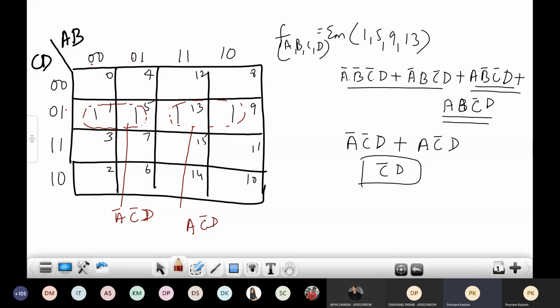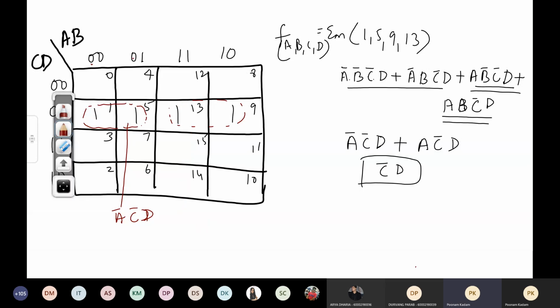But actually, if you compare these two now, we can again apply the combining theorem, and the resulting term will be C bar D. Okay. So let me just go back. It means that these two groups are also adjacent, right? These two groups are adjacent, and we can actually combine them together. So that is what we are going to do.